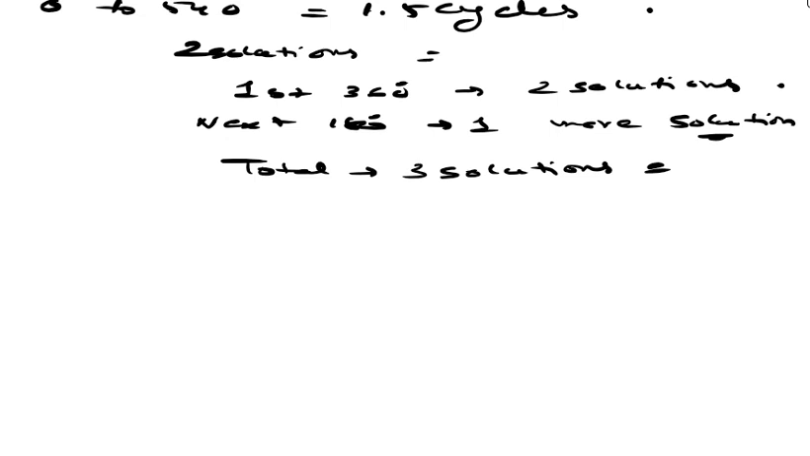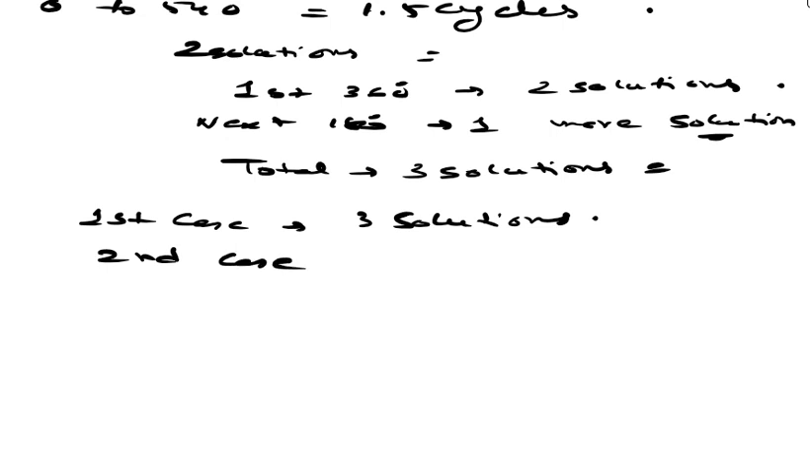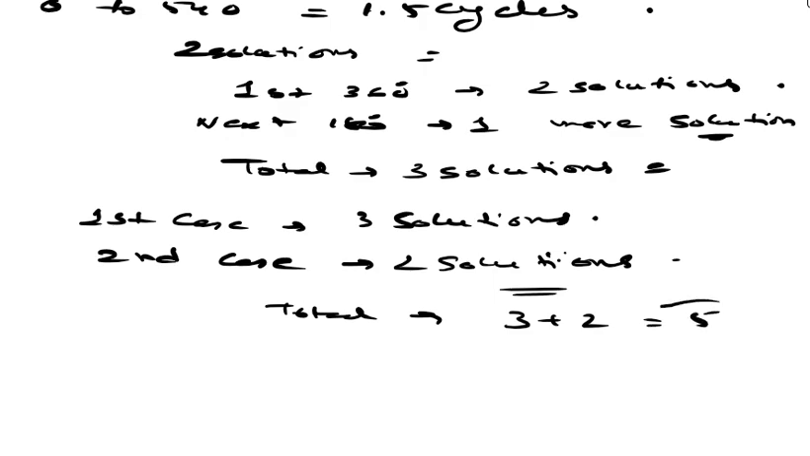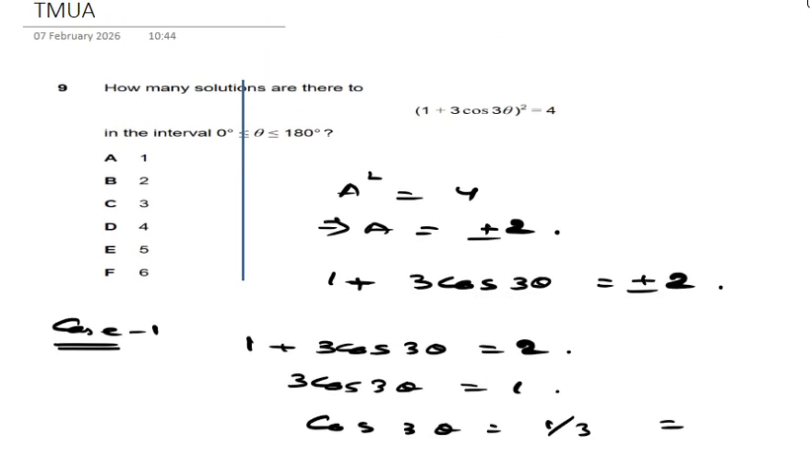Now total solutions: from the first case 3 solutions, from the second case 2 solutions. Okay, so total 3 + 2 = 5 solutions. So the final answer will be 5 for this question. Option E is the right answer.